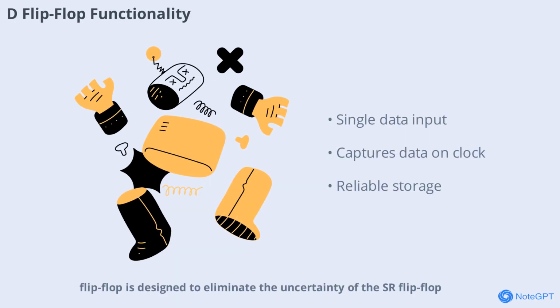The D, or data, flip-flop is designed to eliminate the uncertainty of the SR flip-flop. It has a single data input and a clock input. On the triggering edge of the clock, the output takes the value of the data input. This makes the D flip-flop ideal for data storage and transfer applications such as registers. Its predictable behavior ensures that data is reliably captured on each clock cycle, making it a fundamental component in synchronous circuits.